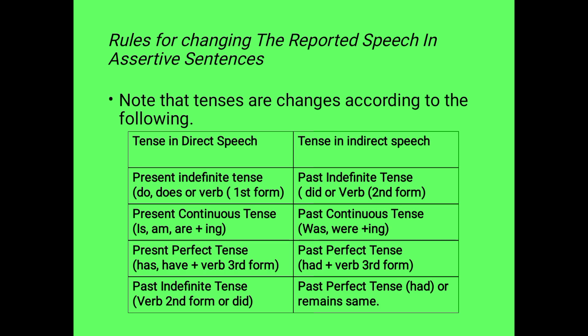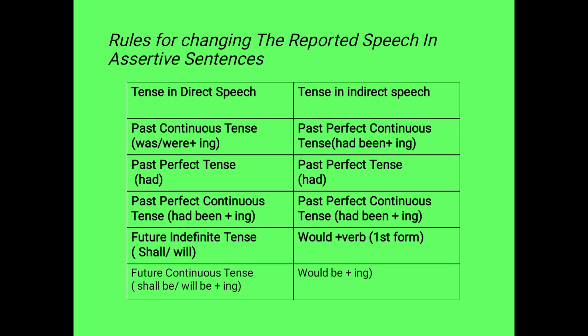Tense in direct speech and tense in indirect speech. Present indefinite tense changes into past indefinite tense. Present continuous tense changes into past continuous tense. Present perfect tense changes into past perfect tense. Past indefinite tense changes into past perfect tense. Past continuous tense is changed into past perfect continuous tense. Past perfect tense remains past perfect tense, no change. Past perfect continuous tense remains the same, no change.